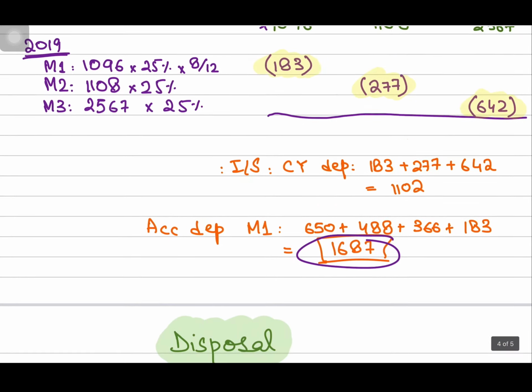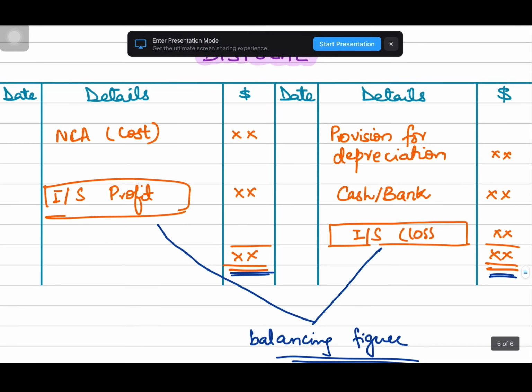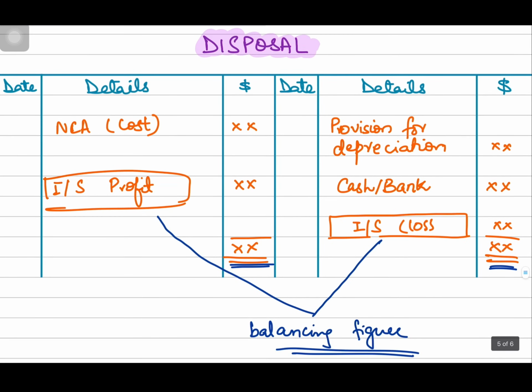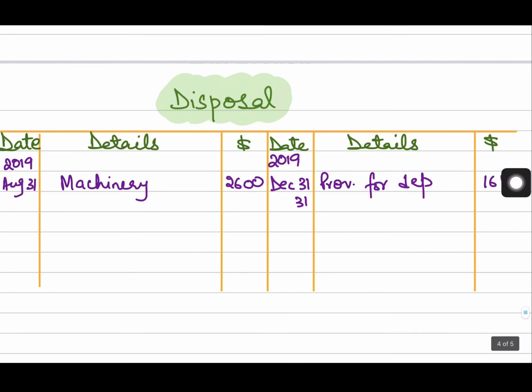We know the format, right? Let me just quickly show you the format. So this is the format of the disposal account. We credit the amount being received as well. So how much have we received? We received 810 against this disposal. Let's assume it was received in cash. So bank or cash would be debited and the disposal account will be credited, right?